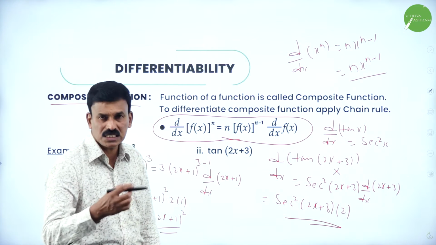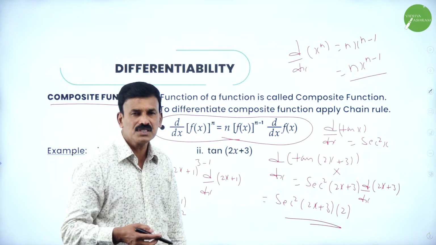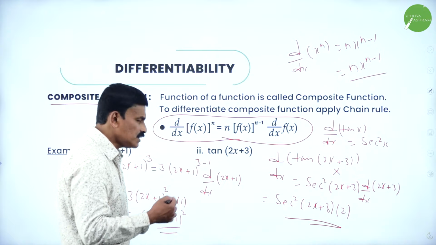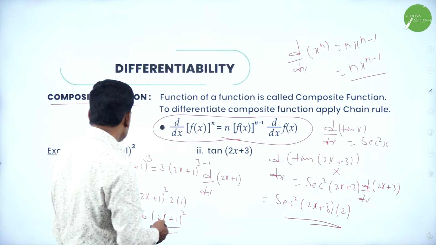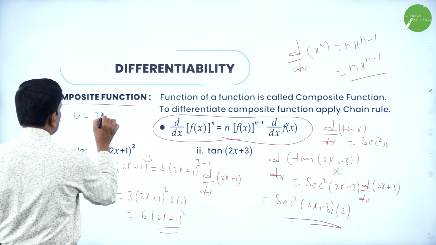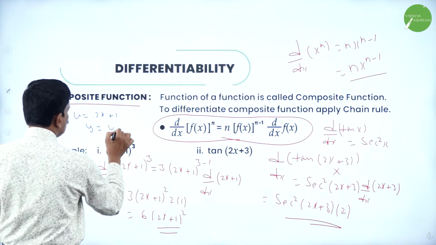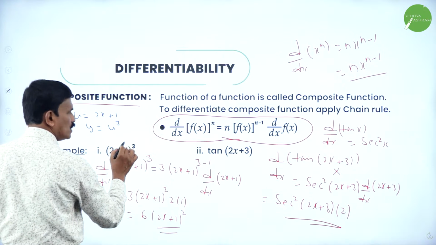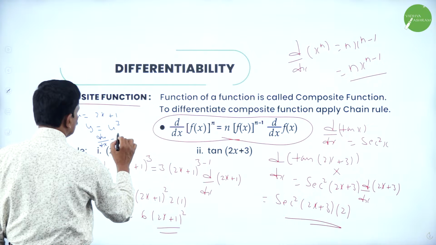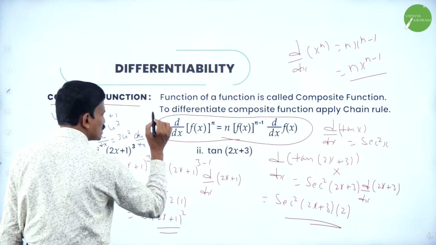So, such a type of differentiation is called derivative of a function or derivative of a composite function. Or this can also be differentiated like this. Let us consider this as u. Let's take u is equal to 2x plus 1. Then this becomes u whole cube. If we differentiate this, dy by dx is equal to 3u square into du by dx.